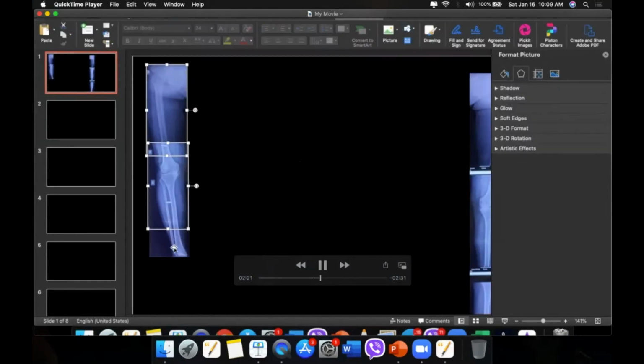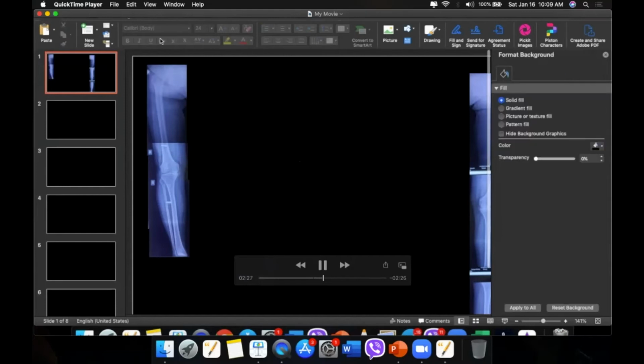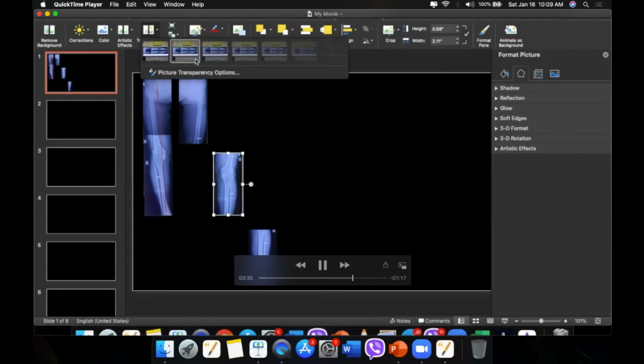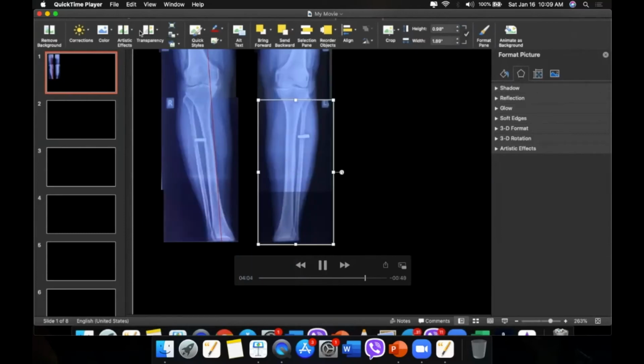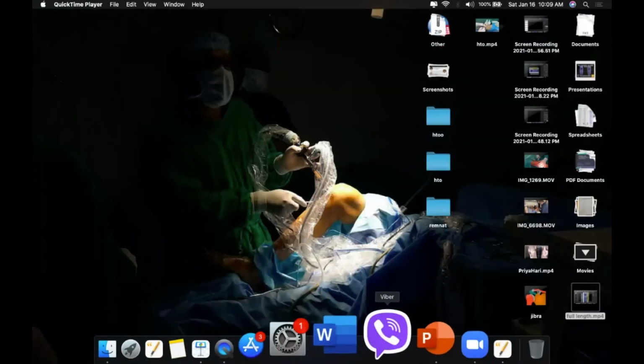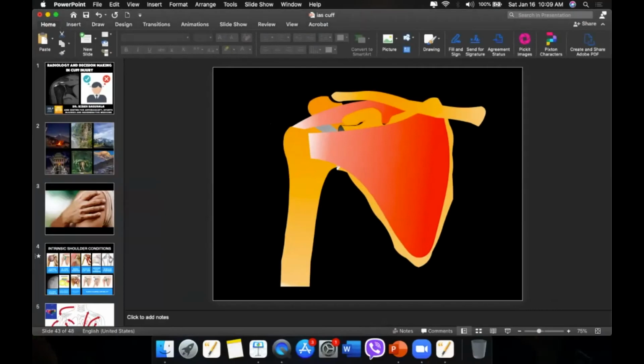So by doing so, we are getting now a full length X-ray of the right lower limb. And by repeating the same procedure, we will be getting the full length X-ray of the other part as well. So this is how we are doing it in AKB center to get the full length X-ray.